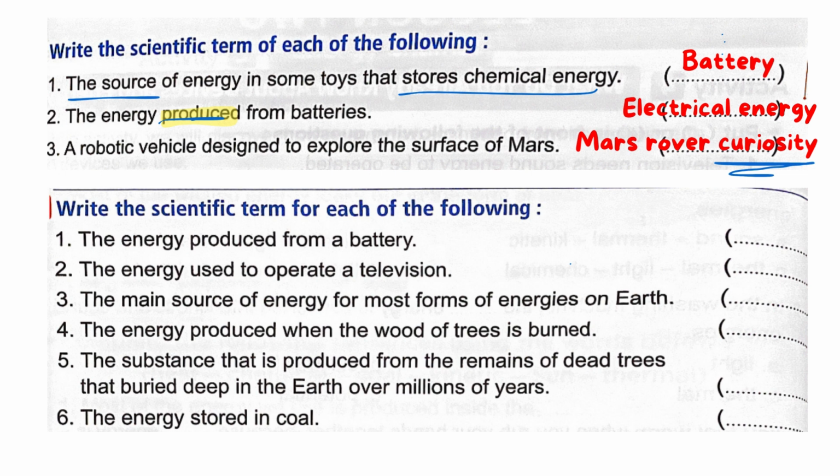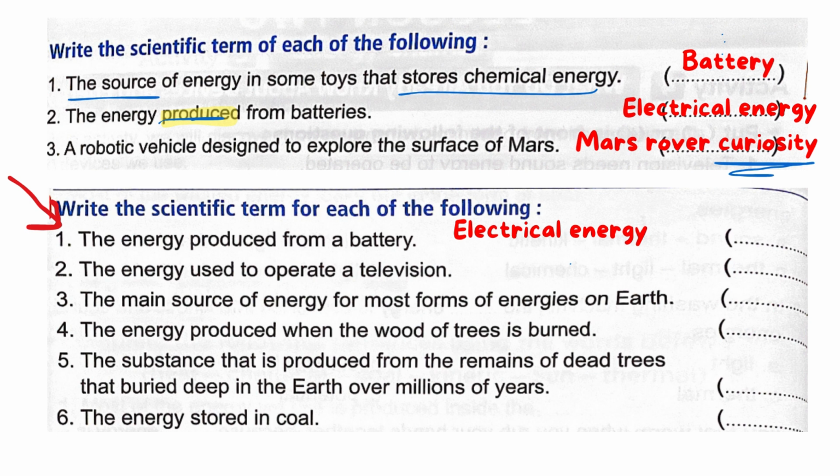Write the scientific term for each of the following. Okay, the energy produced from a battery, as we mentioned above, is electrical energy. I want you to keep in your mind this information. Energy produced from a battery is electrical energy. Energy stored in the battery, chemical energy.